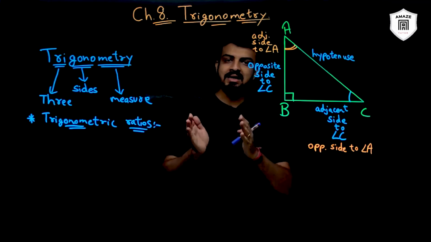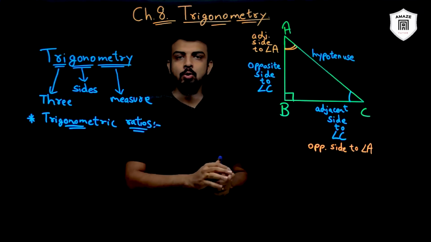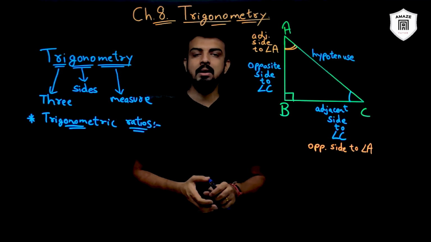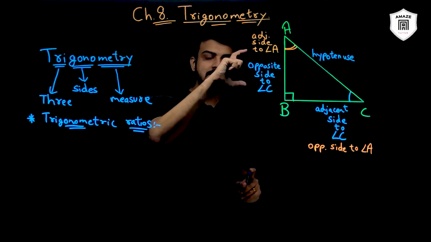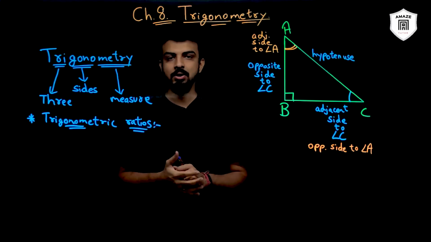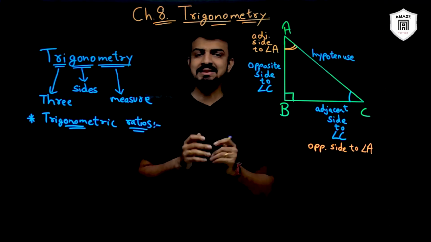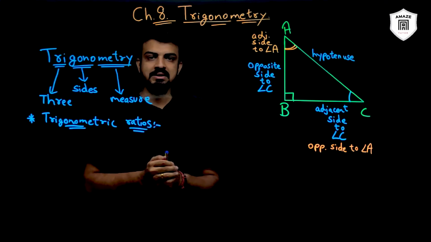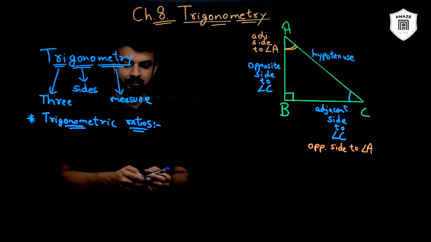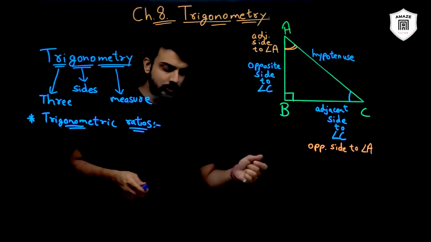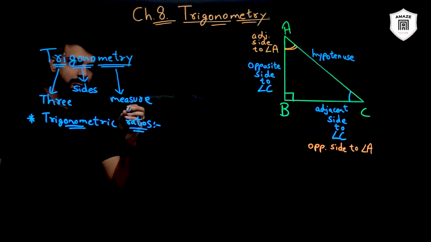Now there are 6 ratios we have seen, and each ratio we are going to name with a particular trigonometric ratio. There is a particular name given to each ratio. Let's say AB upon AC, there is a particular name given to it. So there are 6 ratios, so we are going to have 6 names for the same. Each ratio is given a particular name. Now, what are those names we are going to see? Let me write them down here.